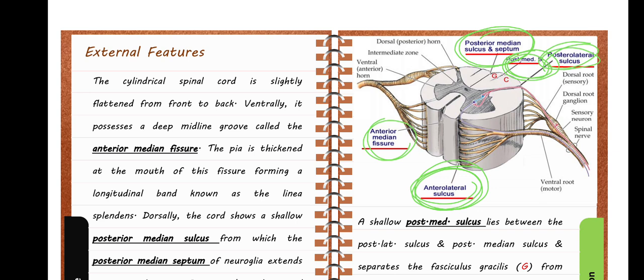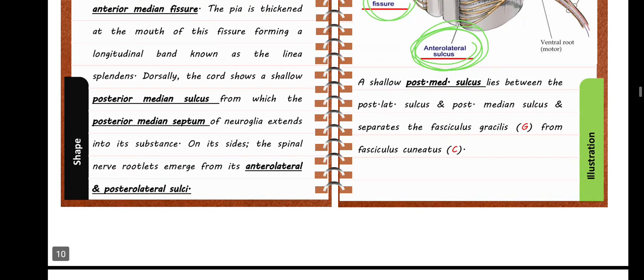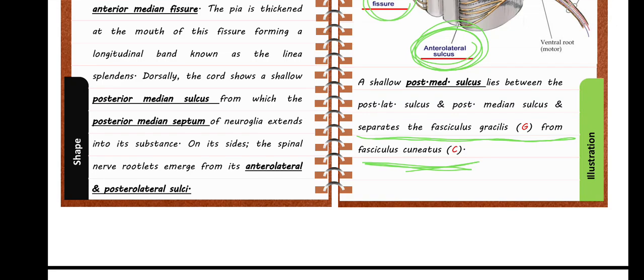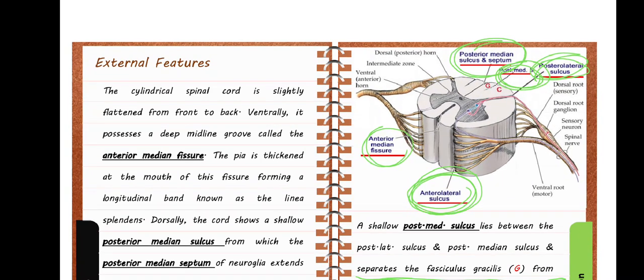Now, in between the posteromedian sulcus and the posterolateral sulcus, we have a groove called the posteromedial sulcus. This posteromedial sulcus separates the fasciculus gracilis from the fasciculus cuneatus. So these are the major features that form the external part of the spinal cord.